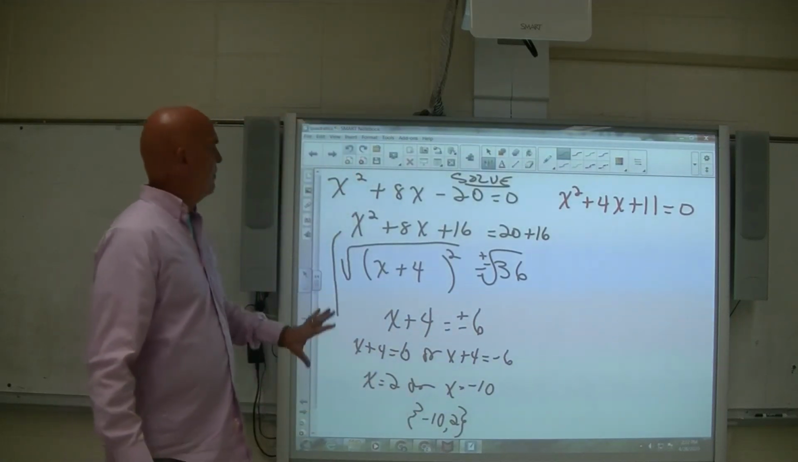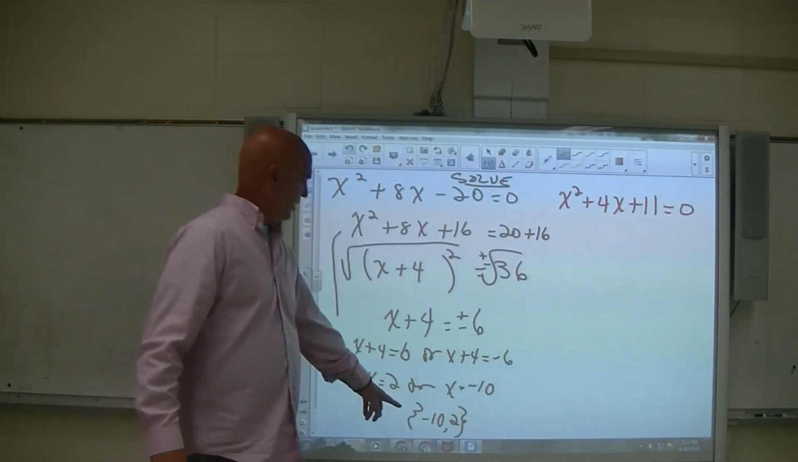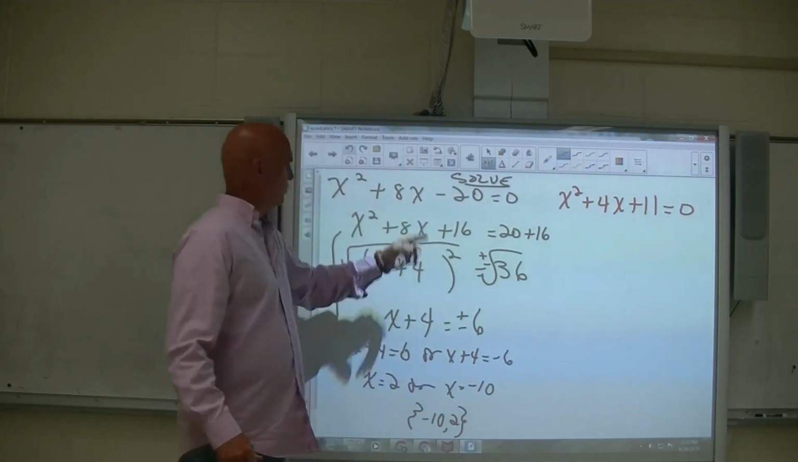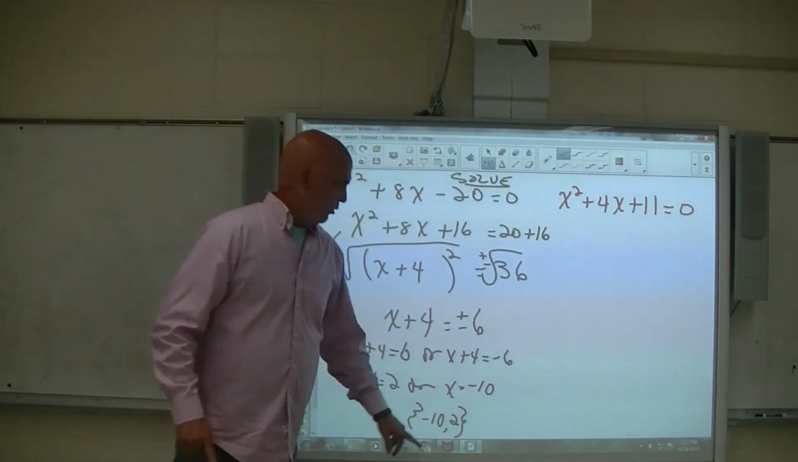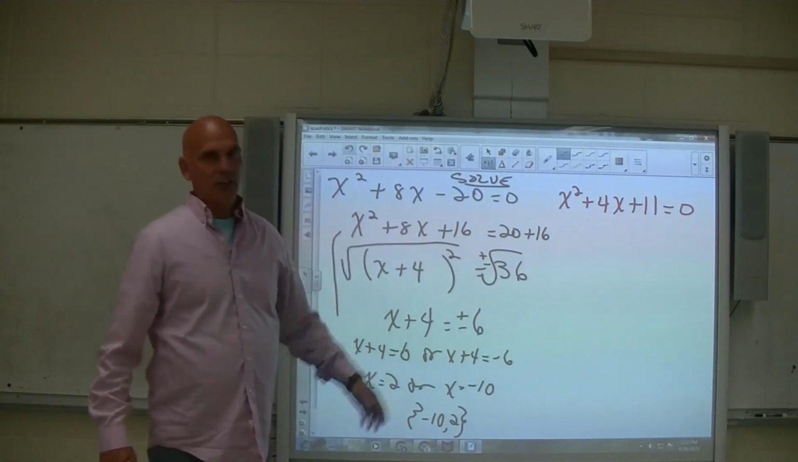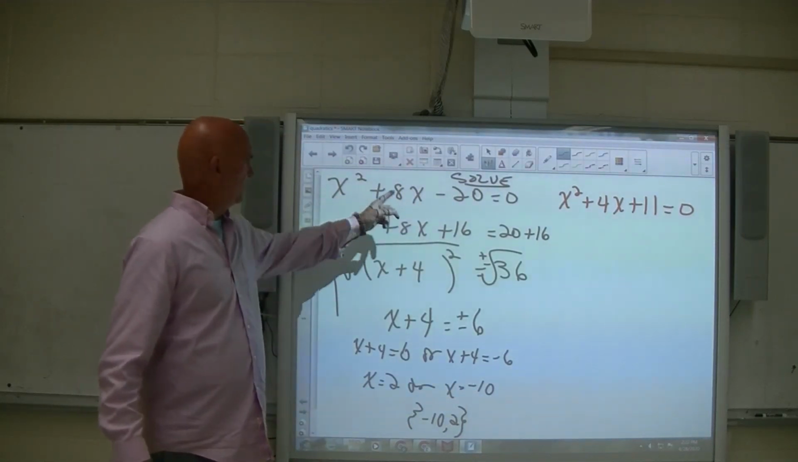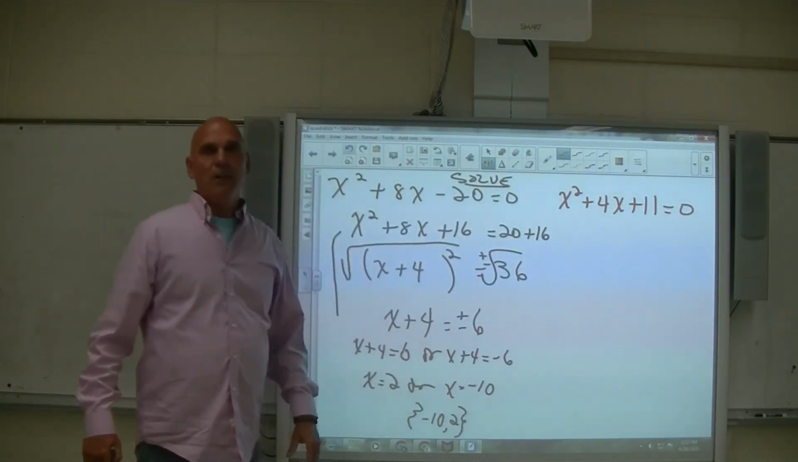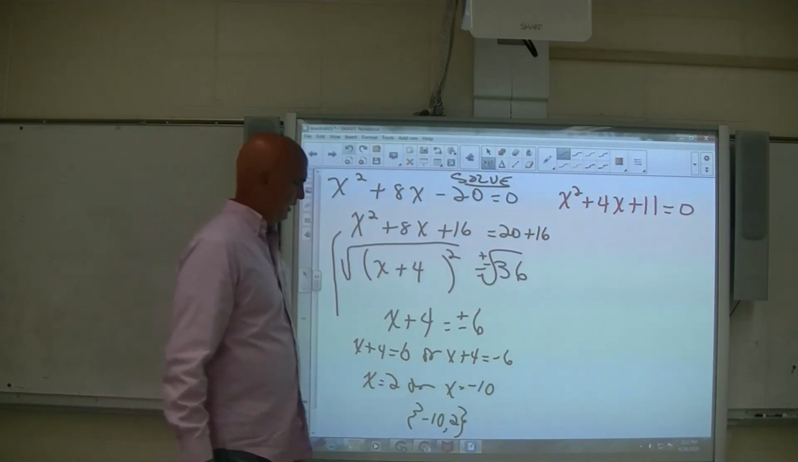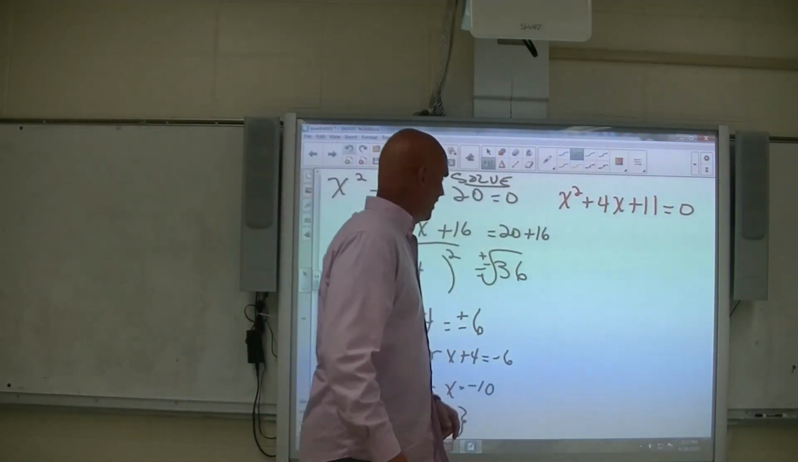The solution set is what you're ultimately looking for, the answers that would make this a true statement. Again, what we're looking for is any number you can put in for x and make it a true statement. If you put in a 2 right here, 2 squared plus 8 times 2 minus 20, that would come out to be 0. So that's failed. That's not a fail, it's a pass.